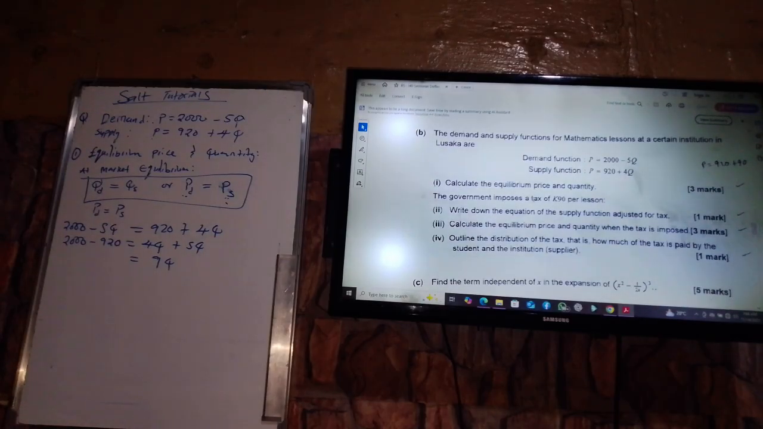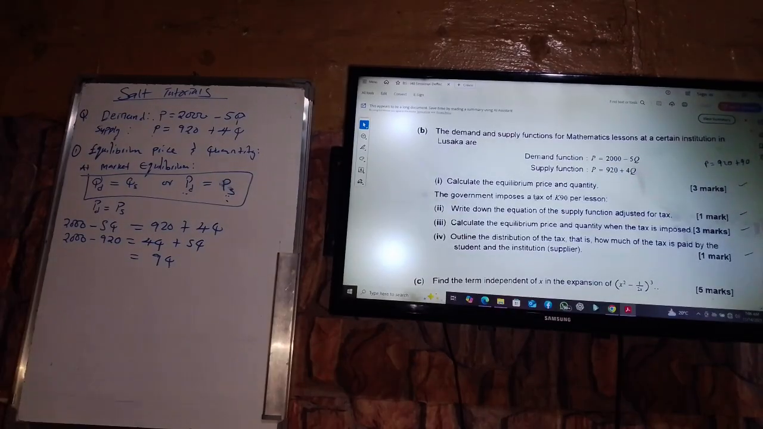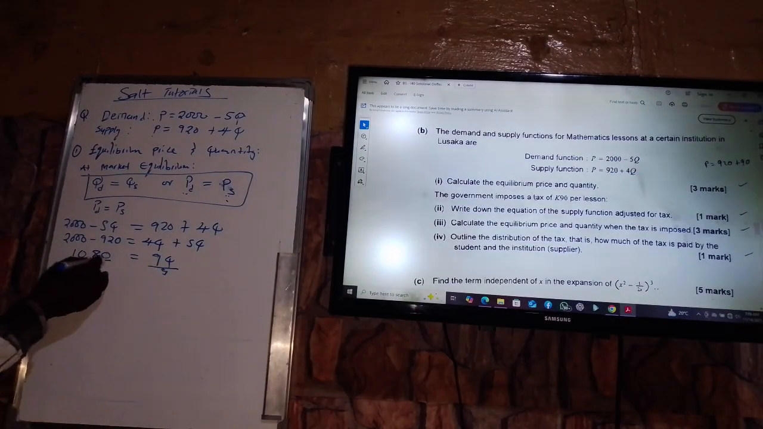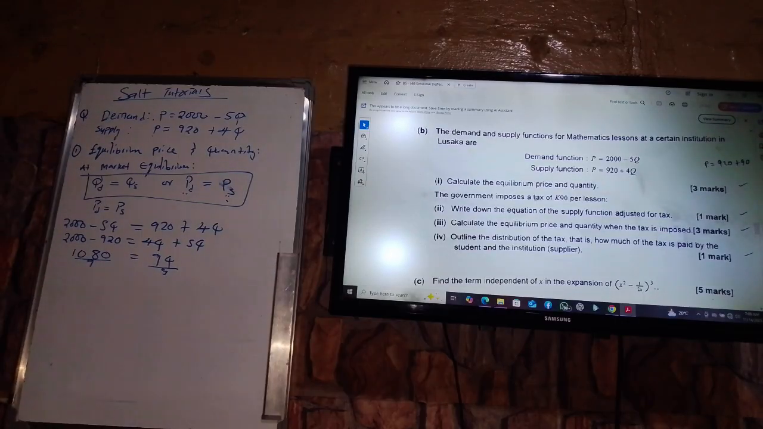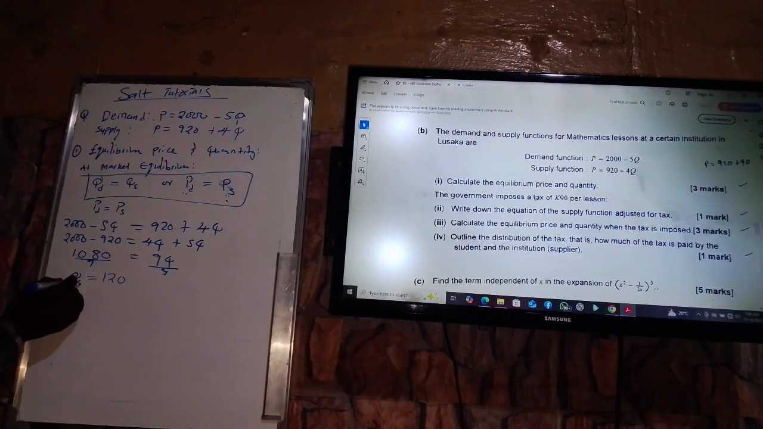Do I have a calculator? So if you do the typing on the calculator, we have 2000 minus 920, which is going to give you something equivalent to 1080. We are finding Q, so we divide by 9 over 9. If we divide this by 9, I'm going to have Q equals 120. So this Q which I found is basically my equilibrium quantity, QE.